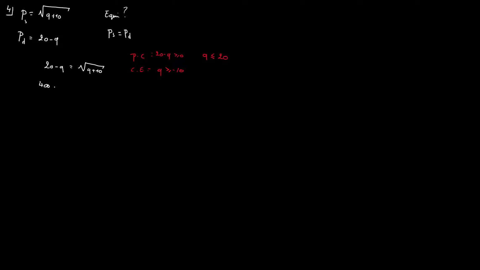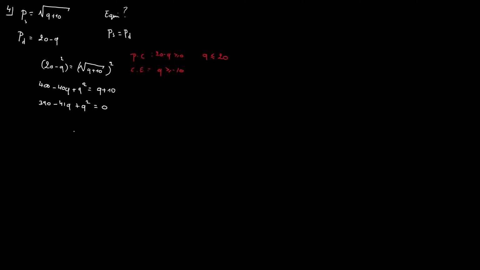And we get 400, which is 20 squared, minus 40Q plus Q squared is equal to Q plus 10, by just squaring on both sides. Okay, now we bring everything over to the other side and we get 390 minus 41Q plus Q squared needs to be equal to 0.